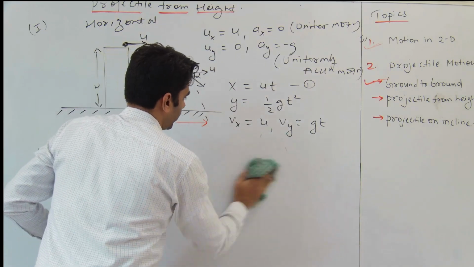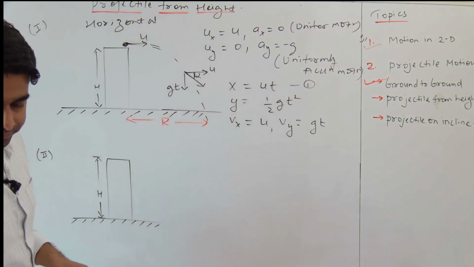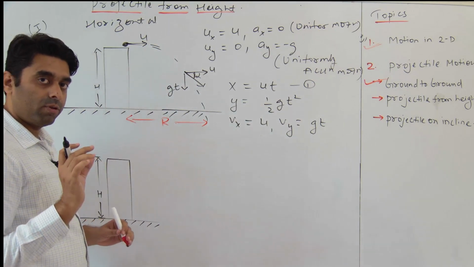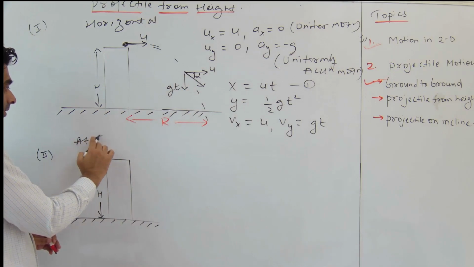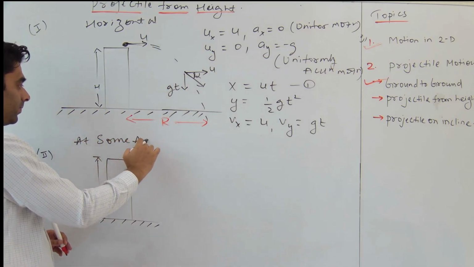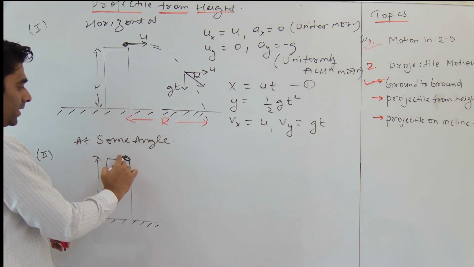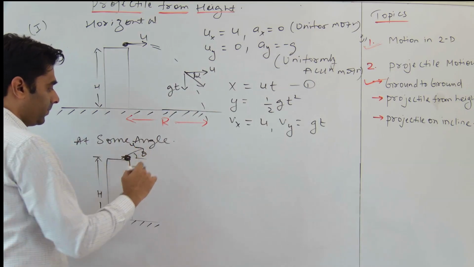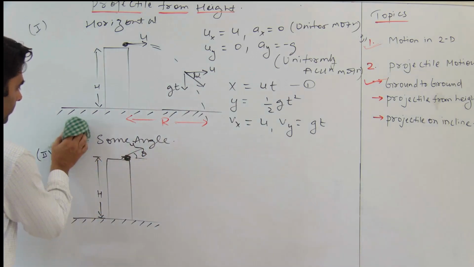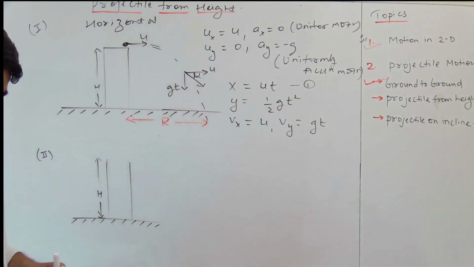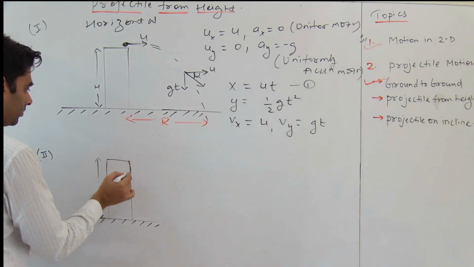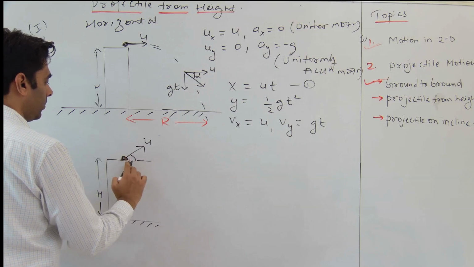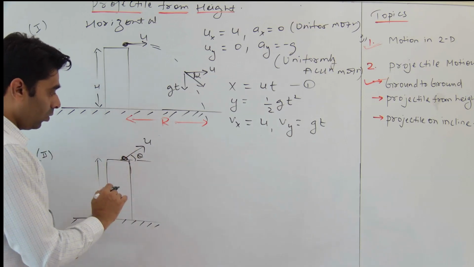Now, if we look at the second case, which is if a particle is projected from height at some angle, what will change? So a particle is there which is thrown with velocity u at an angle, let's say theta. So this is we are talking about at some angle. So u at an angle of theta. Now, over here what will happen?